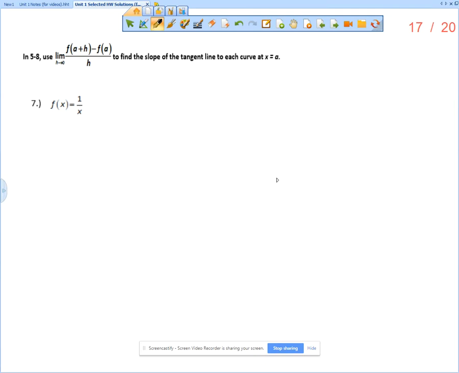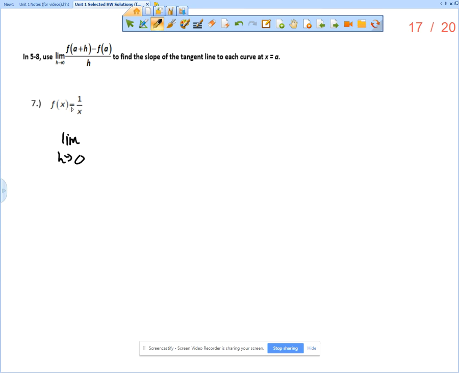This is the solution video for problem number 7 from 1.7. All right, so the directions say in 5 through 8, use the limit as h approaches 0 of f of a plus h minus f of a over h to find the slope of the tangent line to each curve at x equals a.